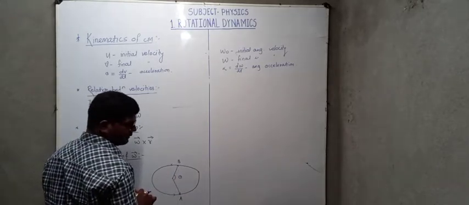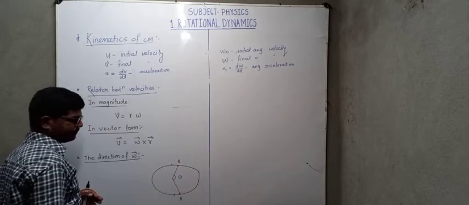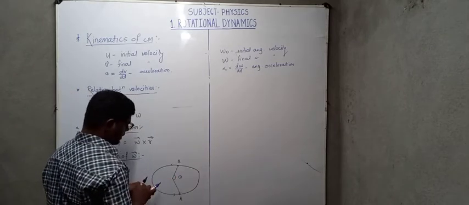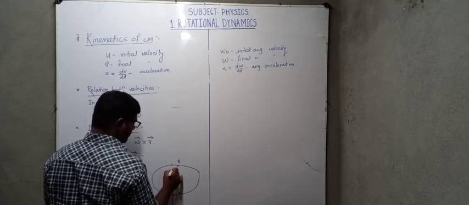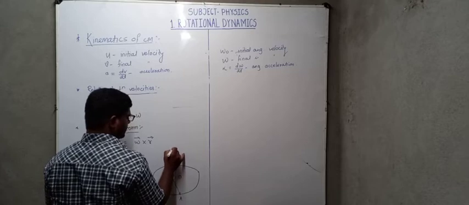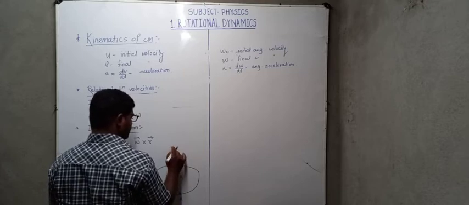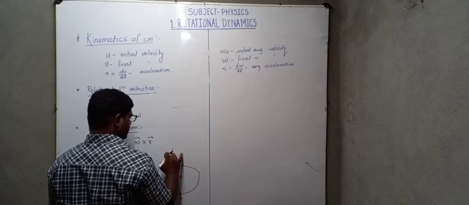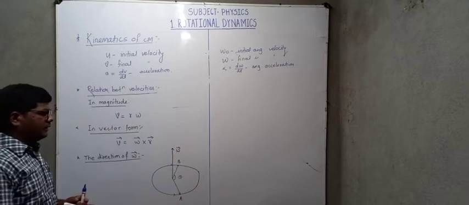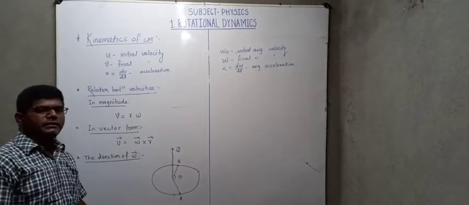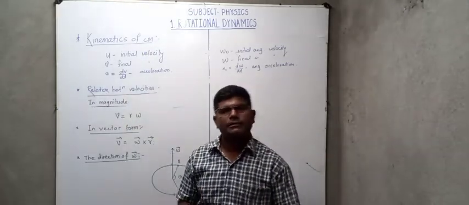Here, this is a plane. Now, the direction of omega bar is like that. On the board, it is vertically upward like that. The direction of angular velocity vector omega bar is given by the right hand thumb rule.